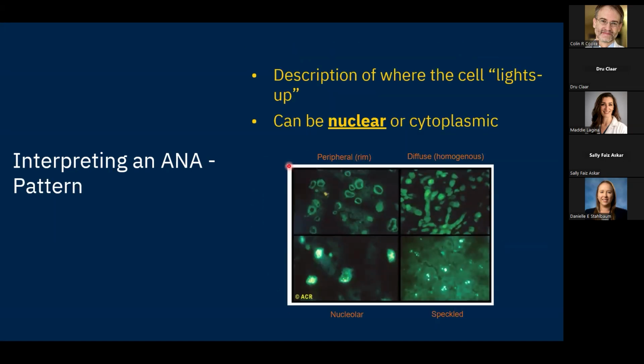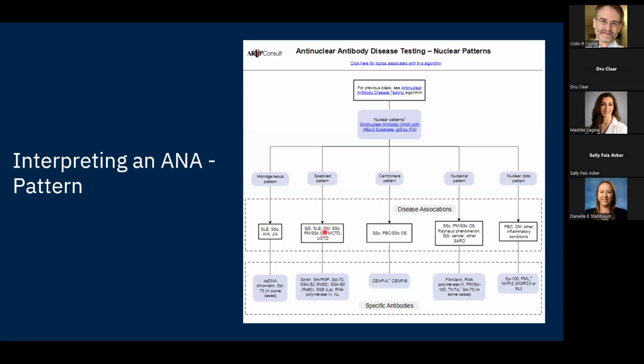The second thing we're looking at is the pattern. And so this is telling us maybe how the cell lights up. We can get either nuclear or cytoplasmic patterns. Nuclear pattern is what our lab reports. Our lab technically does do the cytoplasmic pattern, but it's not reported at this time, although that might be changing. And why that's important is certain patterns are associated with certain diseases and certain antibodies. So if you're ever curious, for both nuclear and cytoplasmic patterns, ARUP, which is a reference laboratory in Utah where I trained, they have a really nice flow chart of associated patterns with specific diseases.